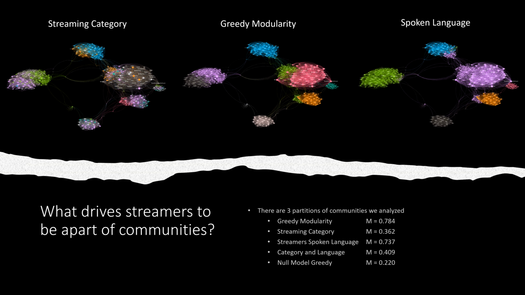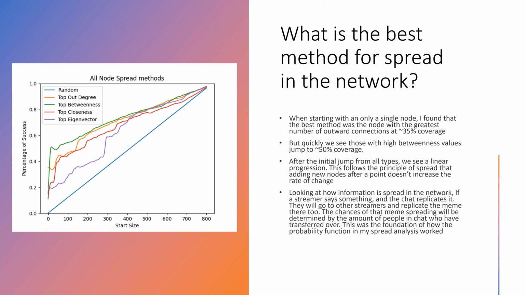So we can see that all of these values are properties of the network itself and not because of the type of network. Next, I want to analyze what was the best method to spread information on this network. I used the spread algorithm that we discussed in class, and I tried to check for 5 different methods where it would be random, top out degree, betweenness, closest, and eigenvector.